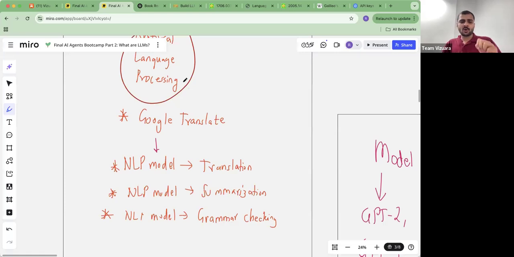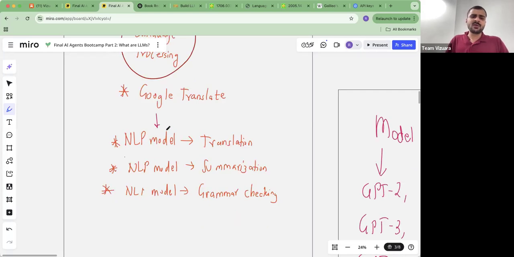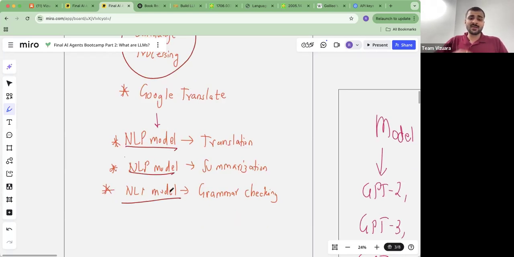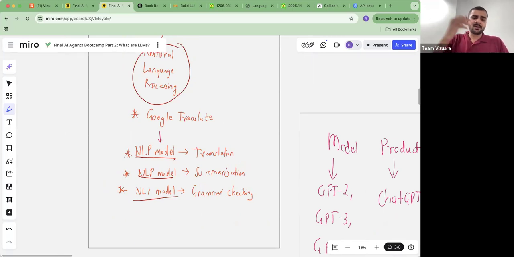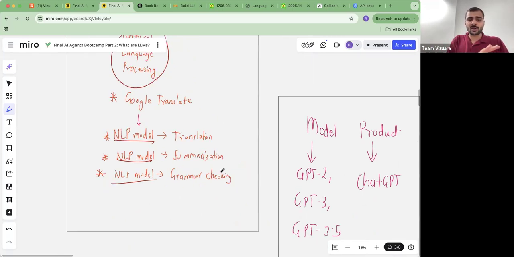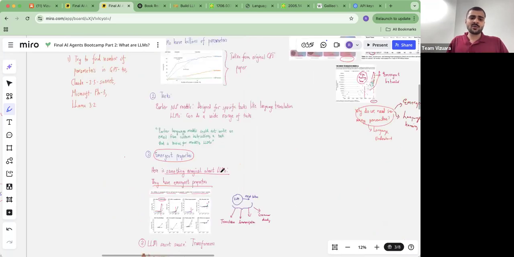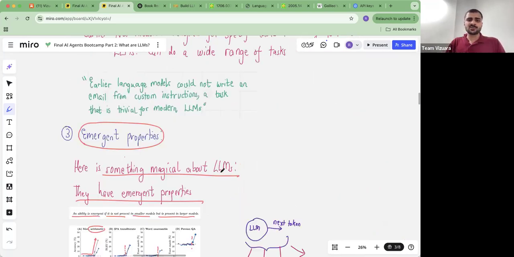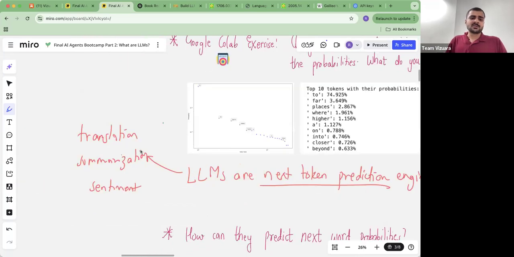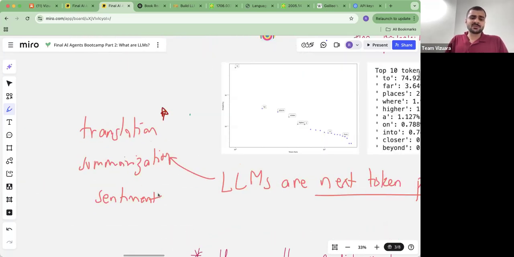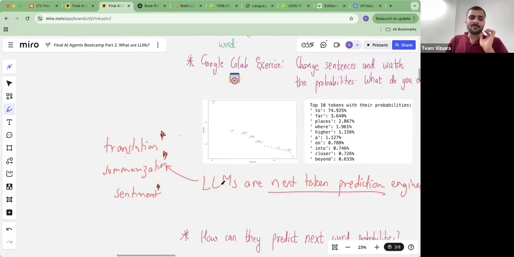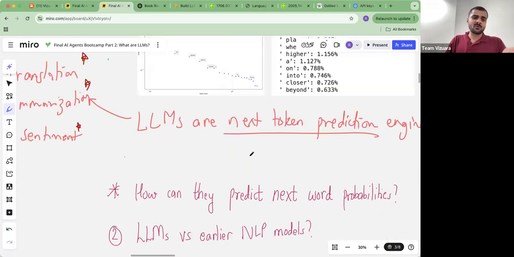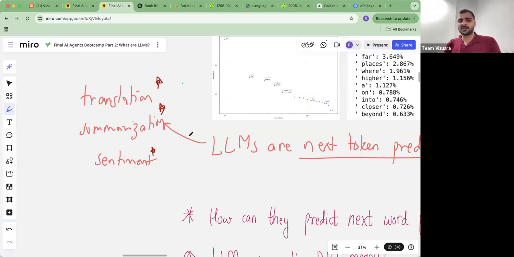Here also using an NLP model, we could do translation tasks, summarization tasks, grammar checking, etc. But we needed a separate model to do each of these. We needed a separate model for translation, a separate model for summarization, a separate model for grammar checking. The cool thing about language models is that just one model, which is trained to predict the next token, suddenly becomes good at translation, summarization, sentiment analysis, all of these things. Even without fine tuning, we can take the language model to a stage where just predicting the next token makes it better at these tasks. Fine tuning pushes it to the next level, of course.